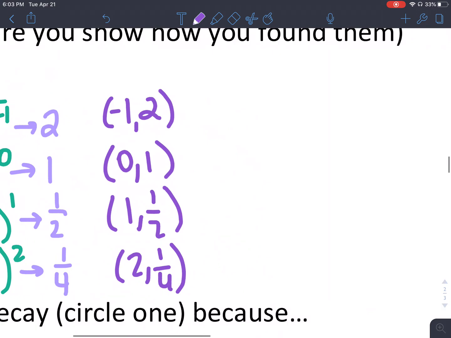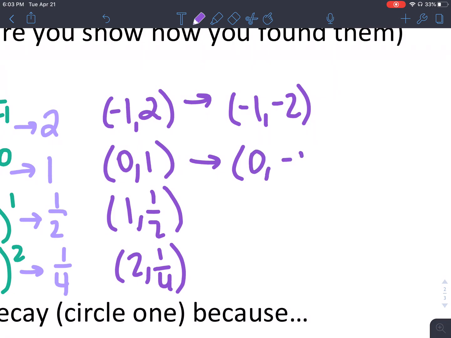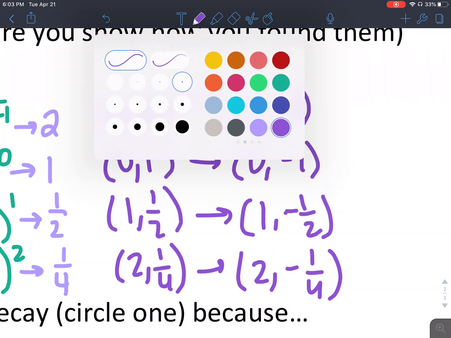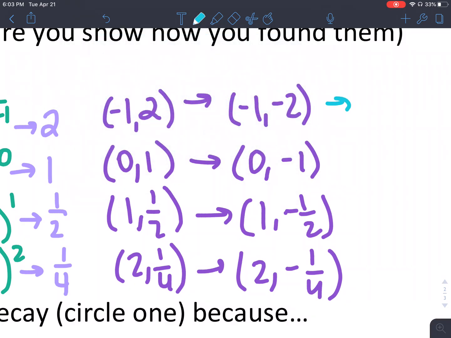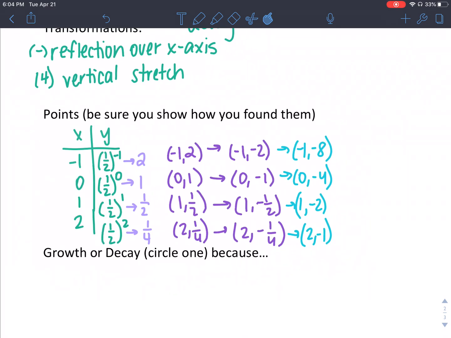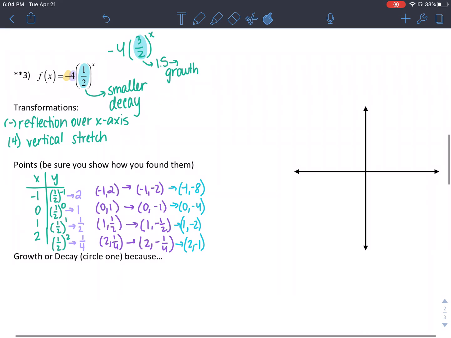So the first thing I said was a reflection. Since that's on the outside, I'm going to change all of my y's. Anything outside changes the y, anything inside changes the x. And with exponents, we really don't change the x in Algebra 1. You will in Algebra 2. And then I'm going to stretch by 4. And then those are my final points, just because that's all my transformations are done.